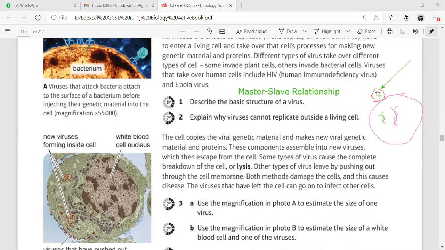So what happens once the virus attacks a host cell? This protein coat, the capsid, does not enter into the host cell. Only what enters into the host cell? The DNA or the RNA of that virus. Please make note of this, okay?